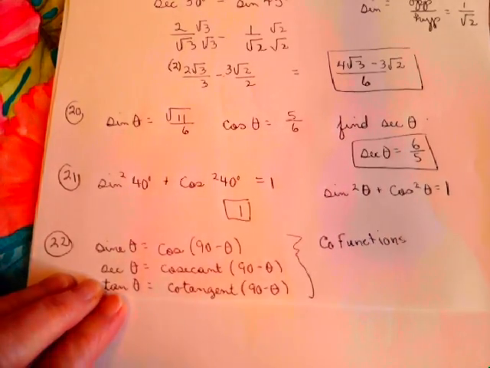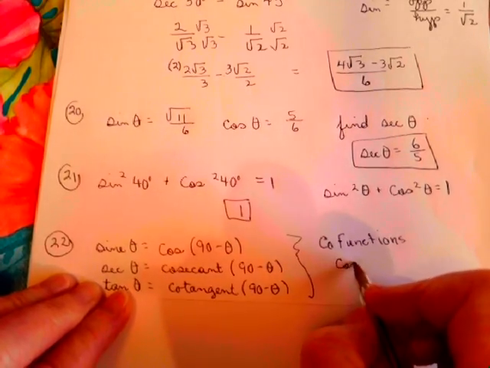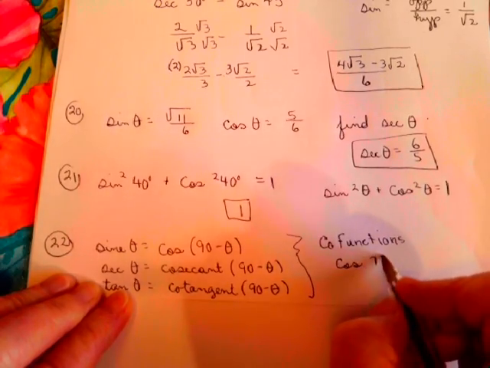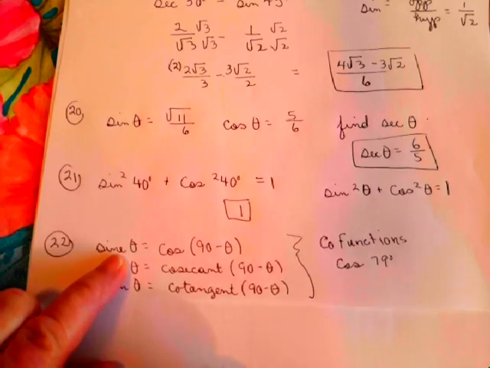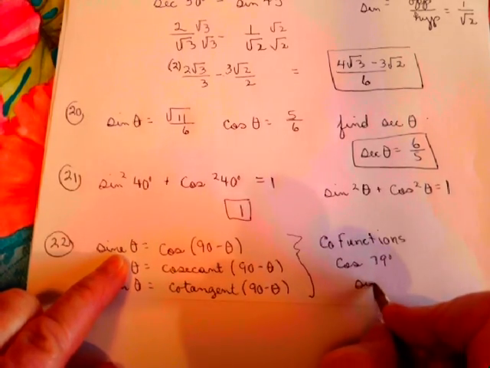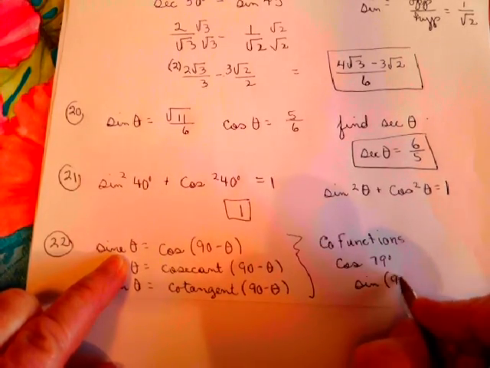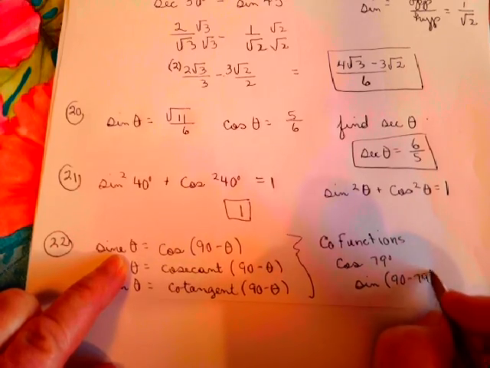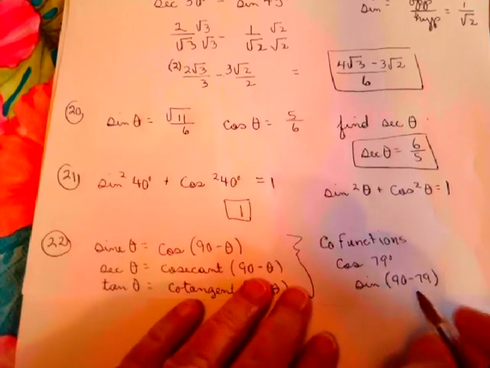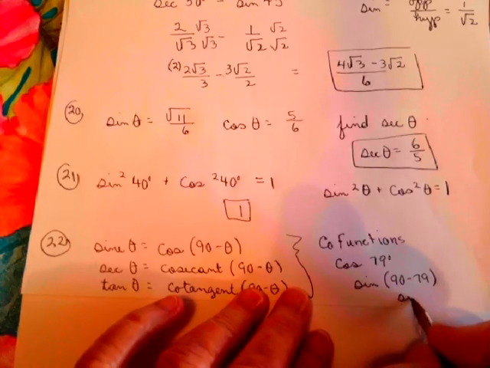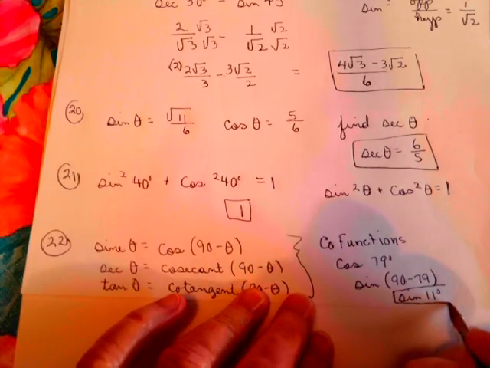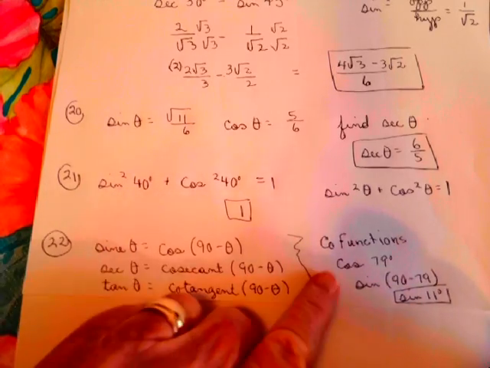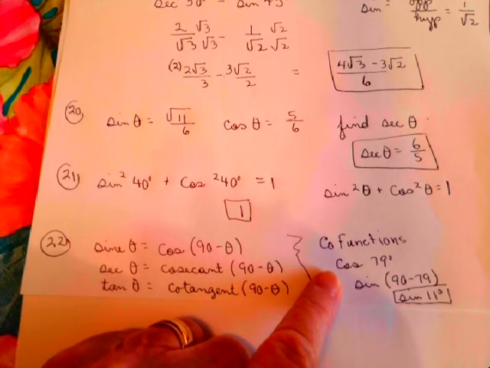So given that information, when they ask me to find the cofunction of the cosine of 79 degrees, the cofunction of the cosine is sine. That would be sine of 90 minus 79. Final answer, sine of 11 degrees is the cofunction of the cosine of 79 degrees.